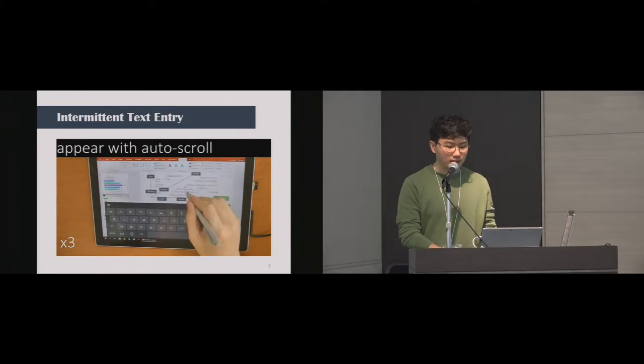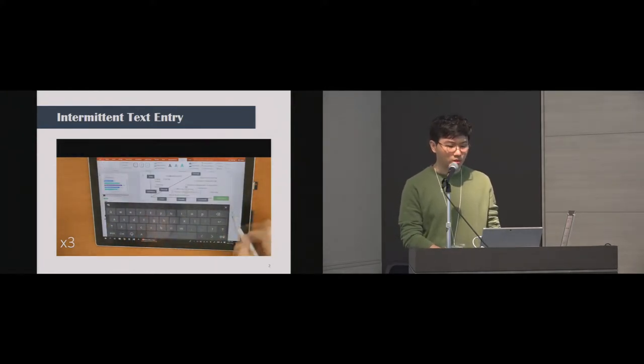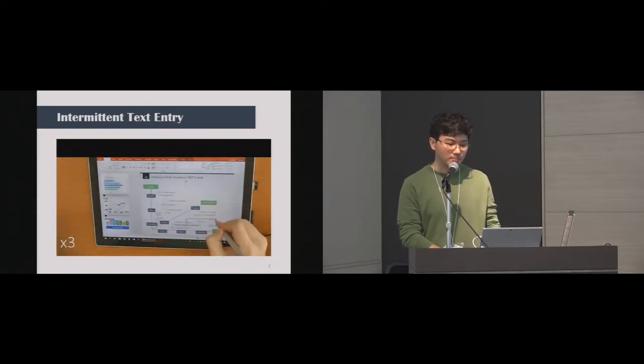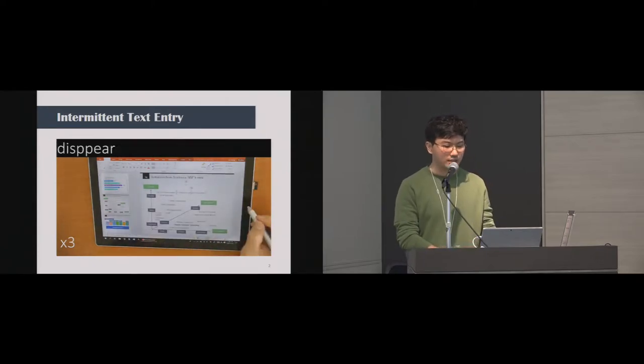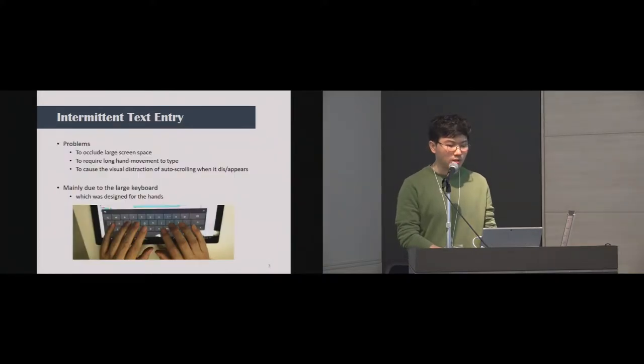When you use a tablet, intermittent text entry is required, but the keyboard is too large to tap type with a pen. It occludes large screen space, and it takes long hand movement to type. And also, the frequent appearance and disappearance of a large keyboard during intermittent text entry is a cumbersome experience. The problems are mainly due to the large keyboard, which was designed for the hands.